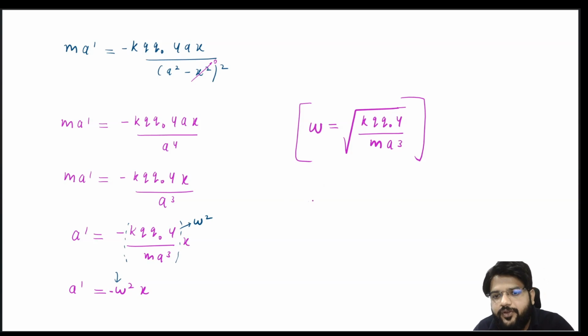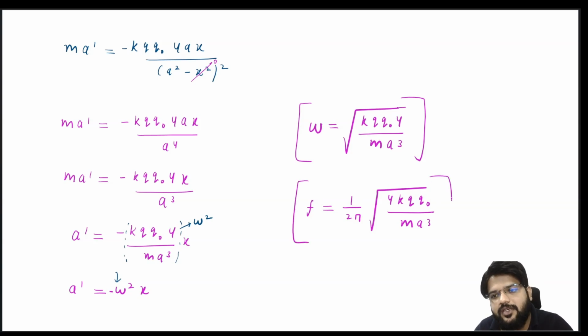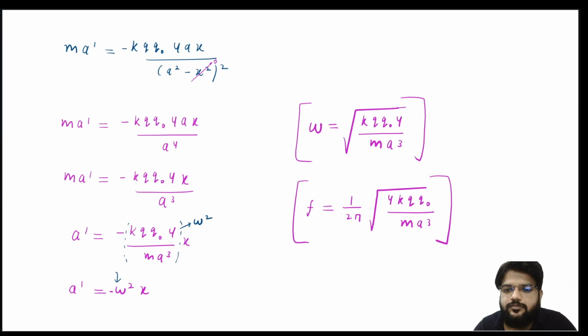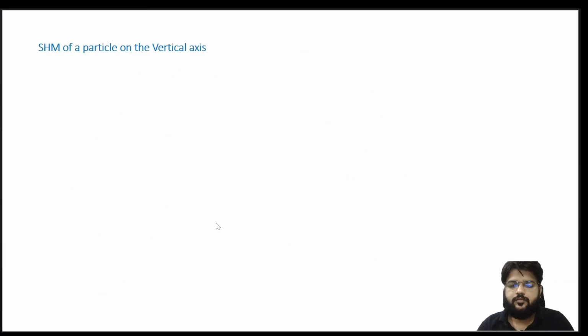Now if I write the linear frequency, so it is f equal to 1 upon 2 pi under root 4k q naught by m a cubed. This thing we will get. This is the linear frequency. So now we have the angular frequency as well as the linear frequency. Let's see the next case, everyone.